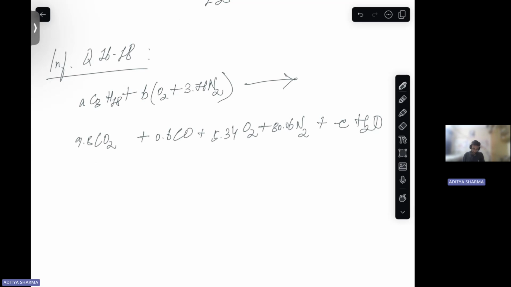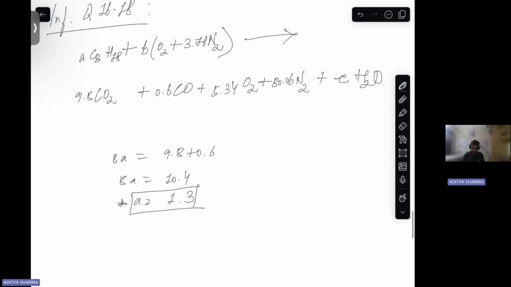So first of all, what we will do, we will balance carbon dioxide. Right? So 8A equals 9.8 plus 0.6. 8A equals 10.4, which implies A equals 1.3. So A is your 1.3, right?